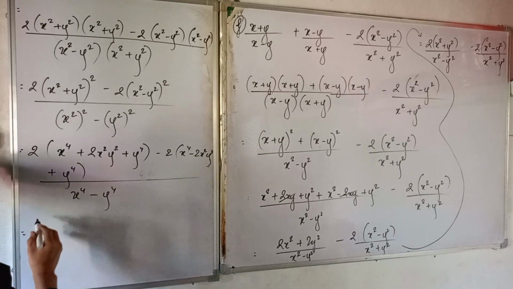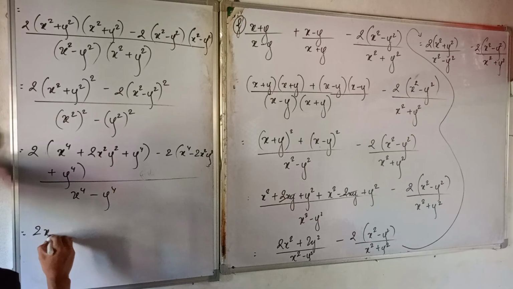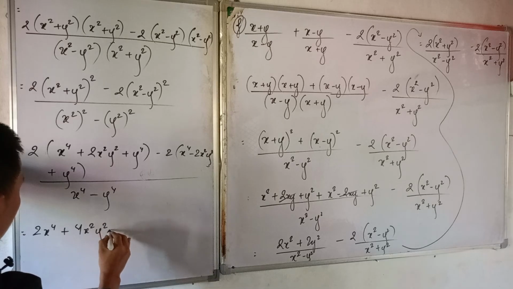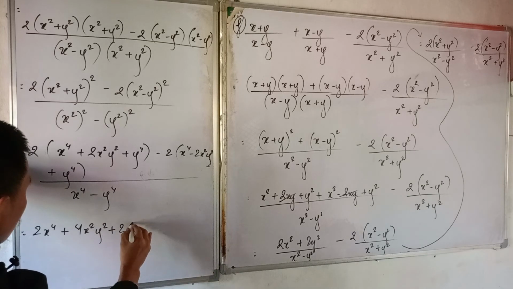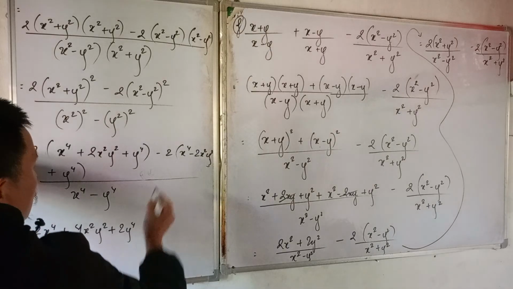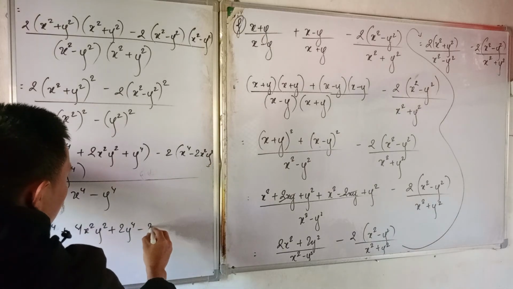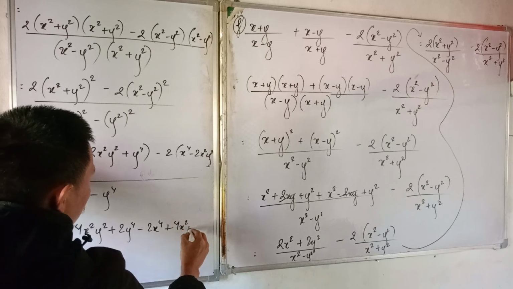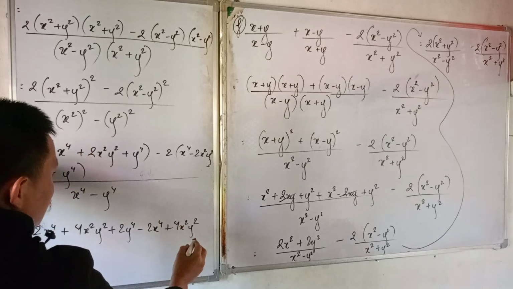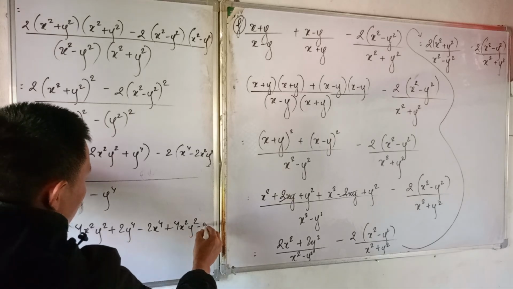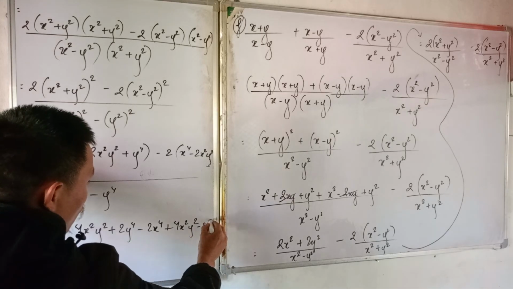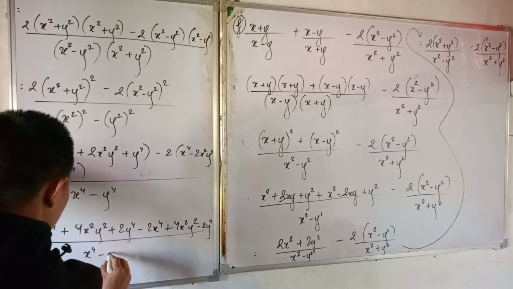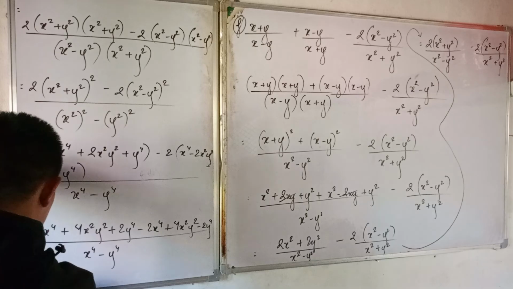Now we just multiply: 2x power 4 plus 4x square y square plus 2y power 4. Yes, now here minus 2x power 4 plus 4x square y square minus 2y power 4, whole divided by x power 4 minus y power 4.